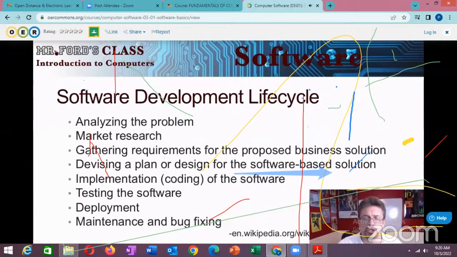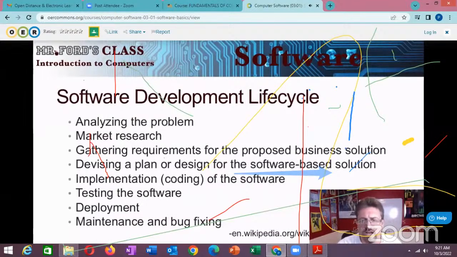Market research. You're going to go out there and find out, one, if there's anything out there that already meets those needs. If not, then let's talk about the clients who are going to use it. What do they like? What kind of technology sophistication do they have? So you're doing your market research.